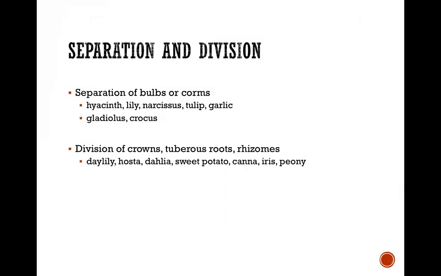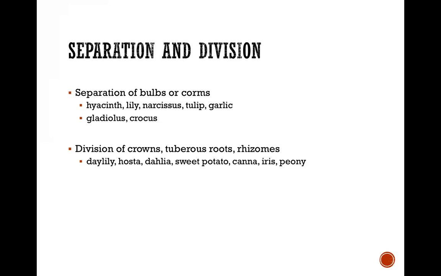Now, separation and division are other ways that you can propagate plants vegetatively. You may have planted bulbs of some kind, whether it's garlic or tulip or gladiolas or crocus. These are an assortment of bulbs or corms. Botanically, they're different, but essentially it works the same way, where you can take these bulbs and plant them in the ground, and they will produce a plant. Then at the end of the year, you can divide them up and plant more.